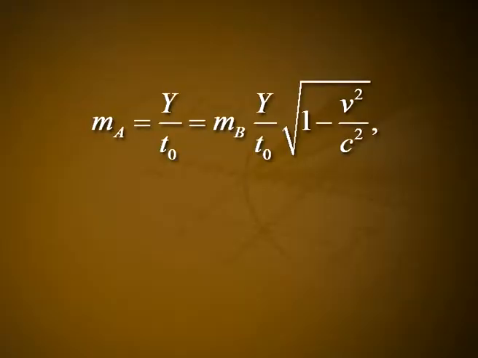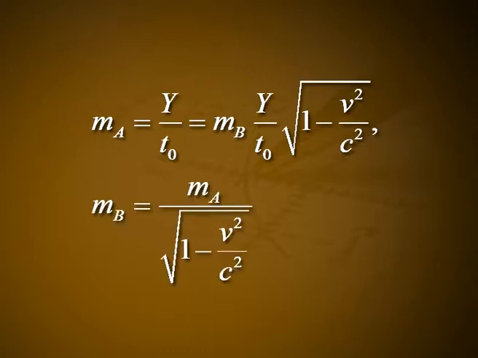Substituting the values of Va and Vb in equation 3, we get Ma is equal to y divided by t naught, which is equal to Mb into y divided by t naught into square root of 1 minus v square by c square. Mb is equal to Ma divided by square root of 1 minus v square by c square.